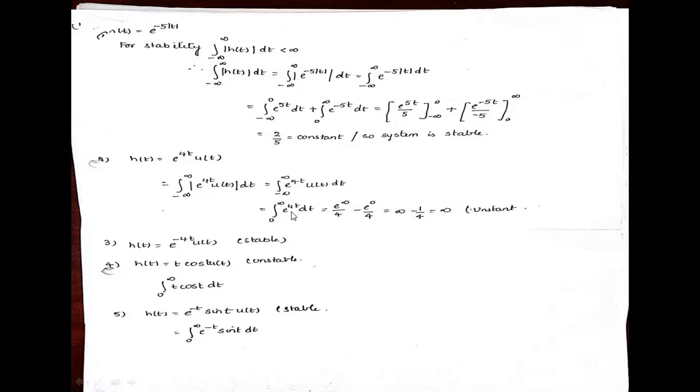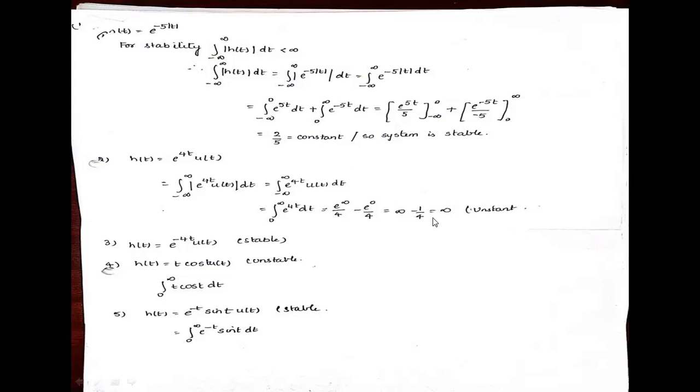Apply the integral for the exponential, e power 4t by 4. Upper limit is infinity and lower limit is 0. E power infinity is 0, minus e power 0 is 1, by 4. So minus 1 by 4 is also a constant. This e power infinity is 0, my dear students. 0 minus 1 by 4 is also a stable system.